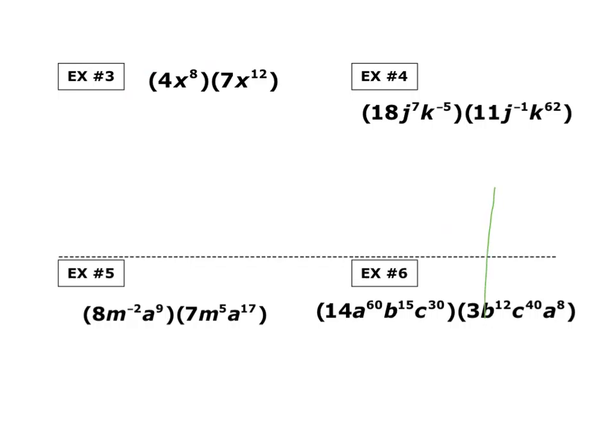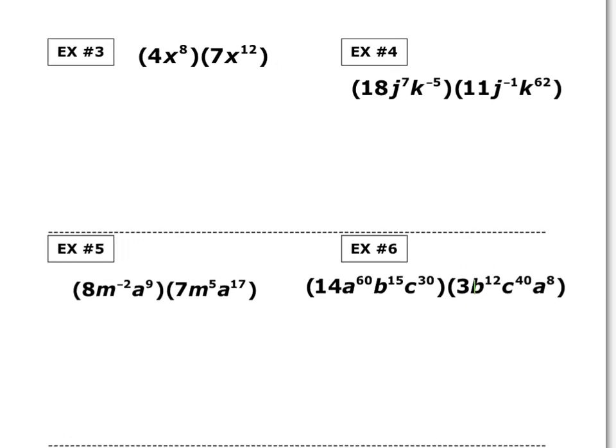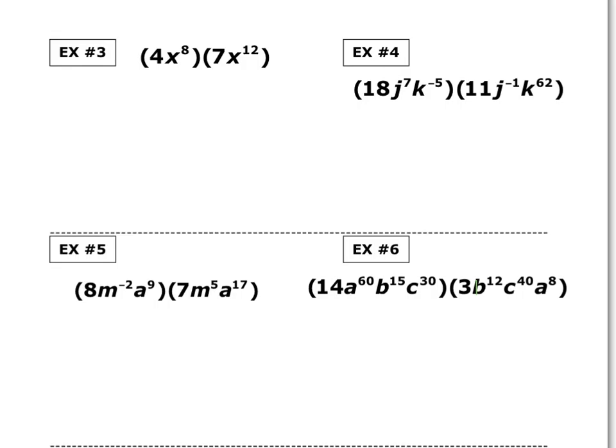Okay, let's try just a few more. Okay, so number 3, you're going to multiply your coefficients, remember? And 7 times 4 gives us 28. And then we have to make sure that we have the same base and that we're multiplied, which we are. So we add 8 and 12, and of course that will give us 20. So 28x to the 20 on that one.